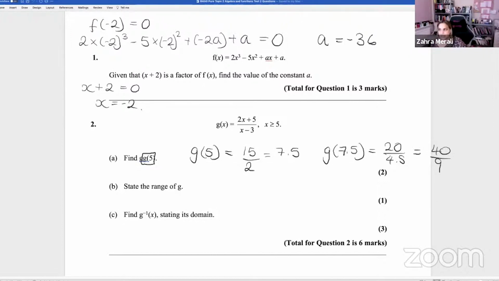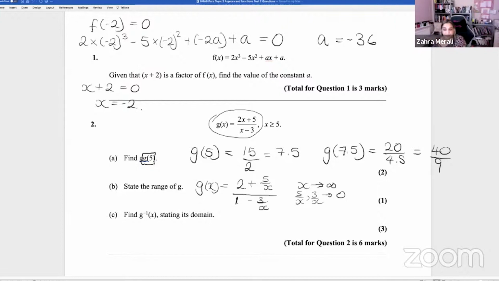If you saw the last one that we did, we talked about how we would find the asymptote of g. To find the y asymptote, we always divide through by x. So g of x becomes 2 plus 5 over x, over 1 minus 3 over x. As x gets bigger and bigger, both 5 over x and 3 over x go towards 0, because you divide by a bigger and bigger number, and g of x tends to 2. So we know the asymptote is 2.